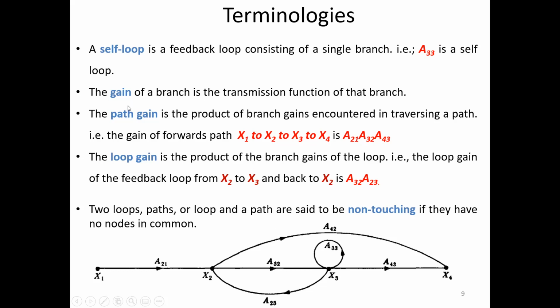Okay, what is the gain of a branch, or what we call the transmission? The gain of a branch is whatever value we write on the branch, which we call the gain or the transmission of the branch.